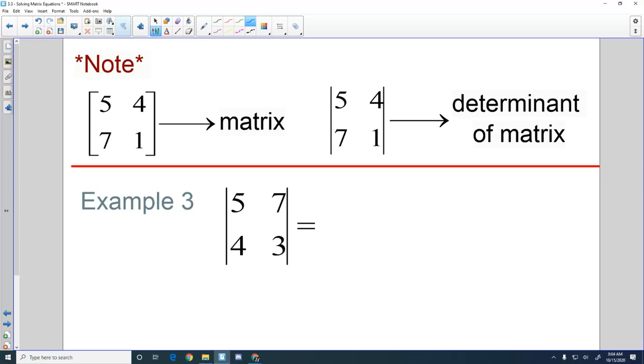So like example 3 down there, 5 7 4 3, even though I don't have any words saying, hey, calculate something, you should recognize, oh, these are just vertical bars. I'm supposed to calculate the determinant, right? Because I don't see those little feet on the top and the bottom. So everyone go ahead right now on example 3 and calculate the determinant of 5 7 4 3. Remember, it's just that simple: crisscross applesauce. I had to.